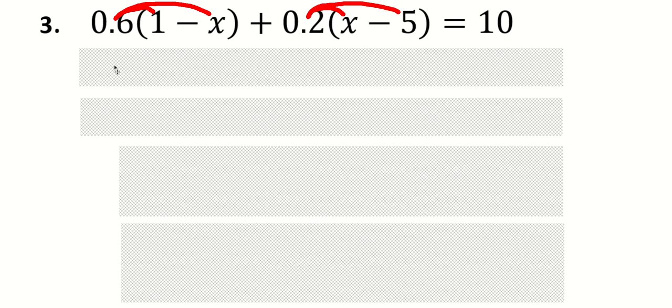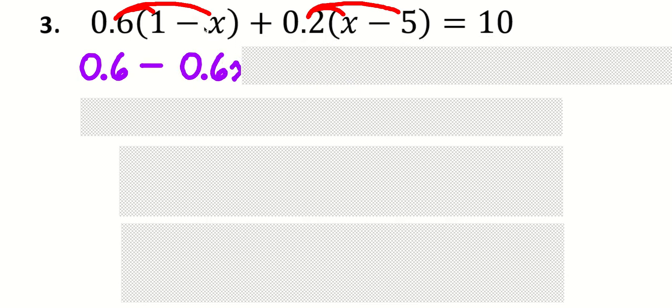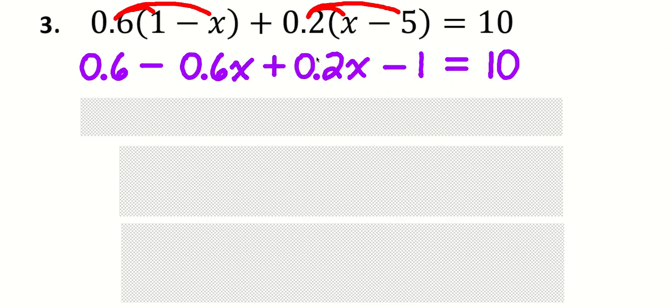So 0.6 times 1, 0.6 times negative x. Same over here, 0.2 times x, and then 0.2 times negative 5. Remember, use a calculator if you need to. But this is what you get when you clear the parentheses.